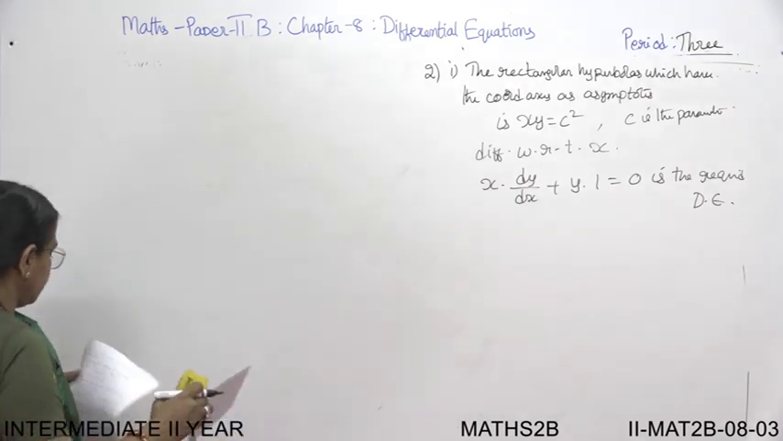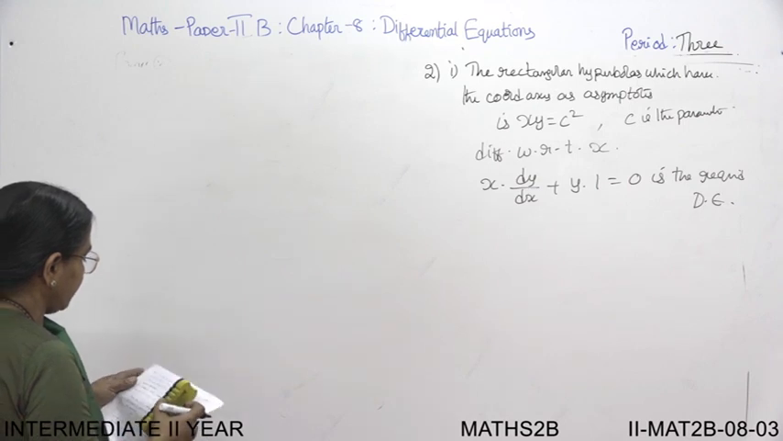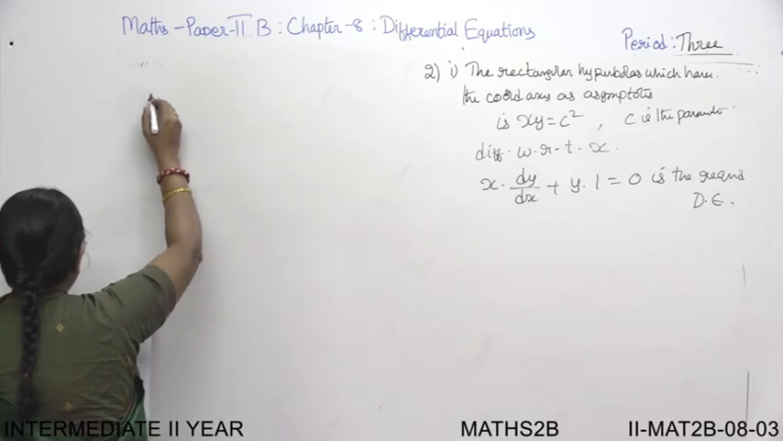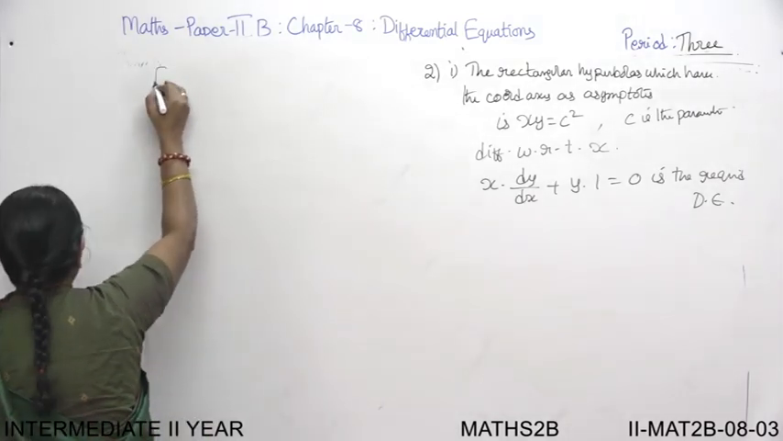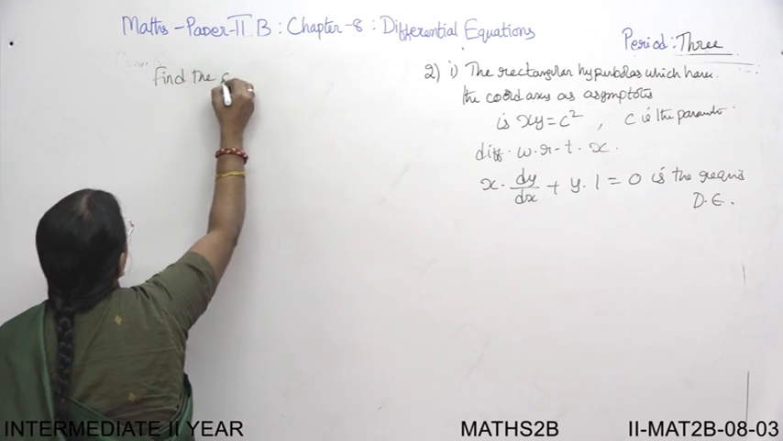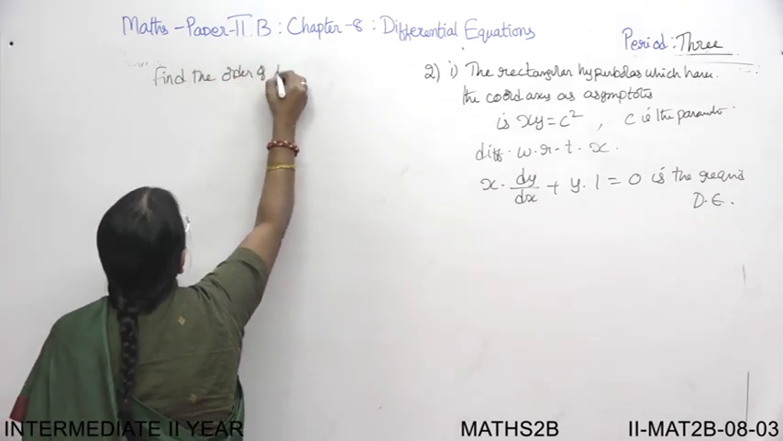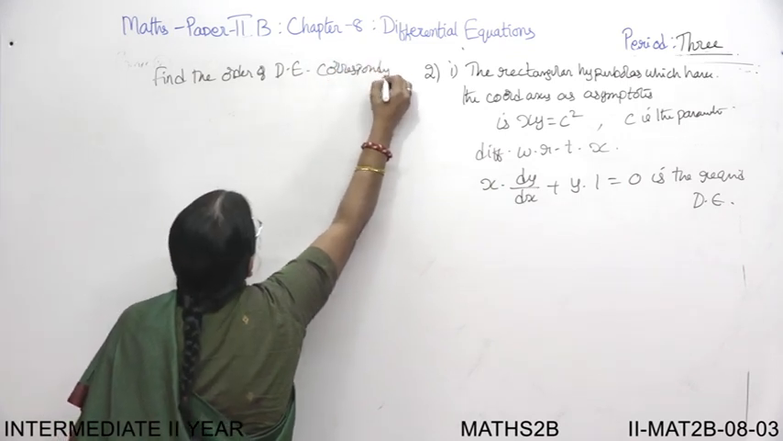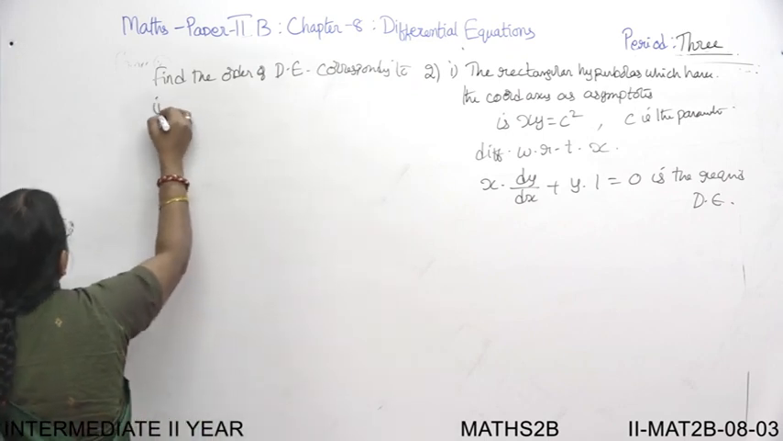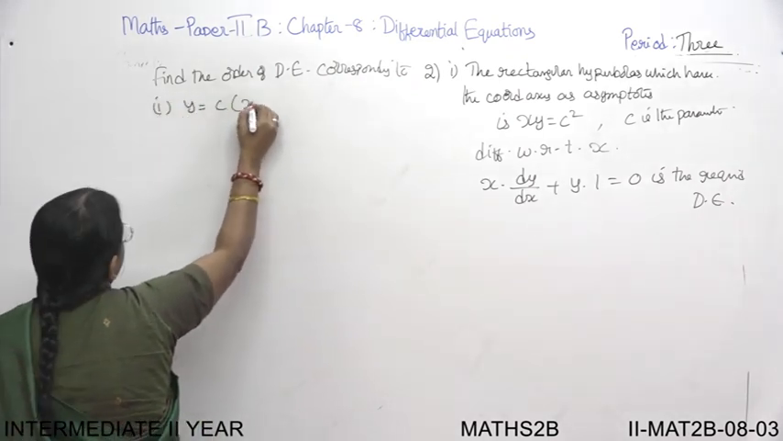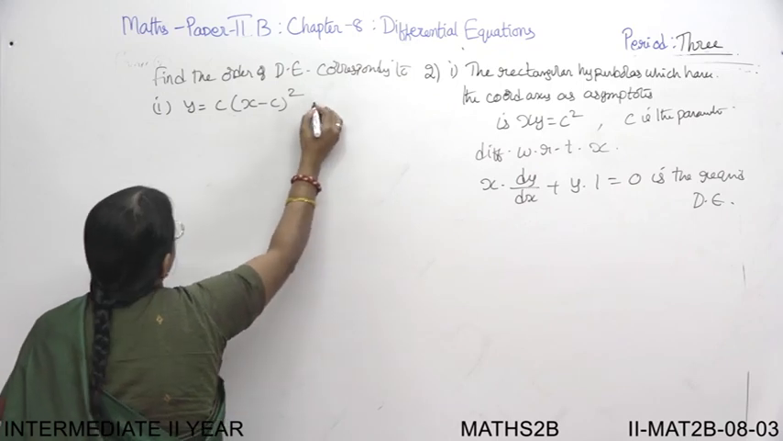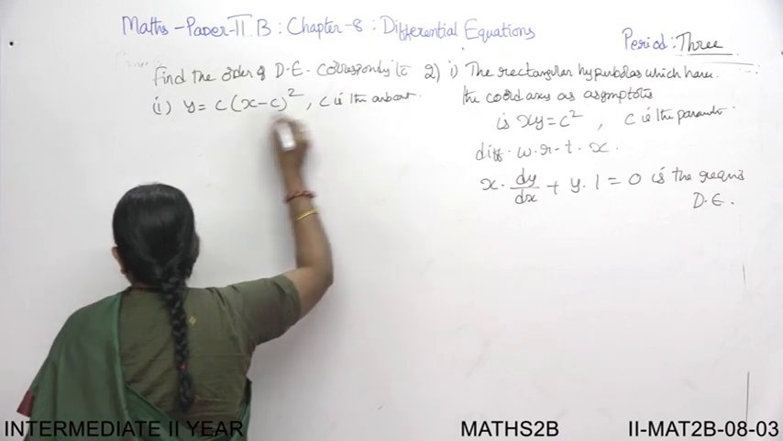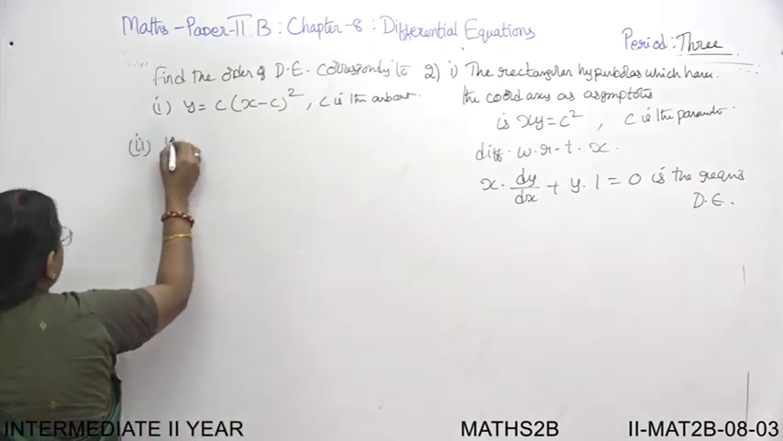Then you can take down this homework. These example problems you can try. If you have any doubt, you can refer to the textbook. Find the order of the differential equation corresponding to first bit y is equal to c into x minus c whole square. Just now we solved, where c is the arbitrary constant. Now second one, you can refer to the textbook.